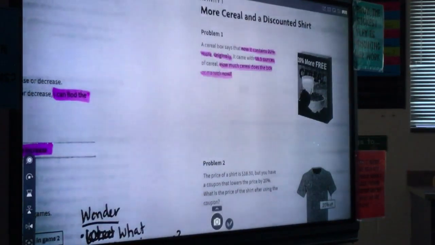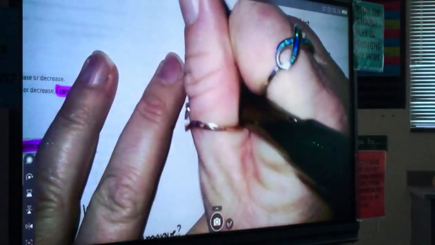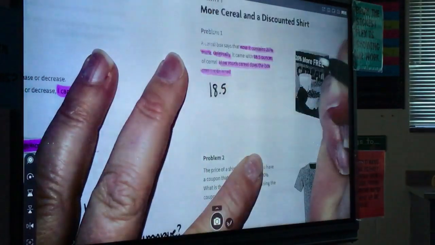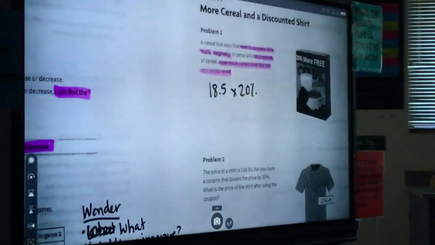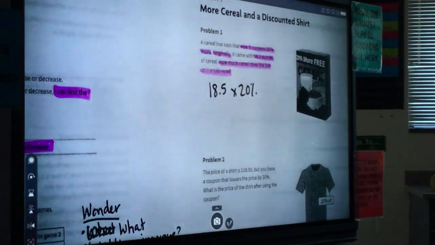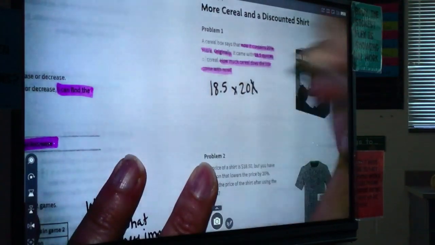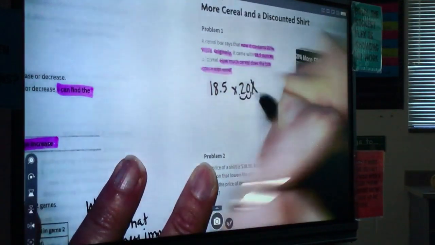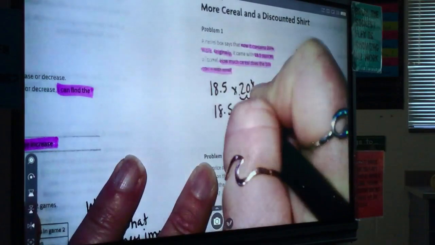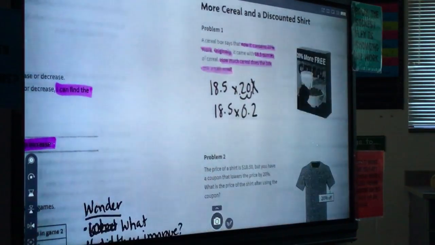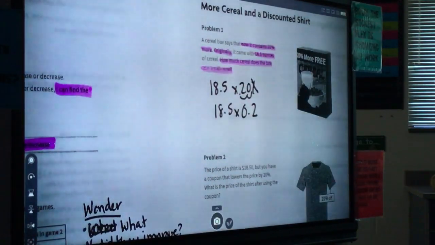I'm going to let you in on a little bit of a secret. You can also simply do 18.5 times 20%. How do I change 20% to a decimal, Ian? So get rid of my percent, move this over twice. This becomes 18.5 times 0.2. I don't care what you do. Solve this problem. Stand up when you have this answer, showing your work.